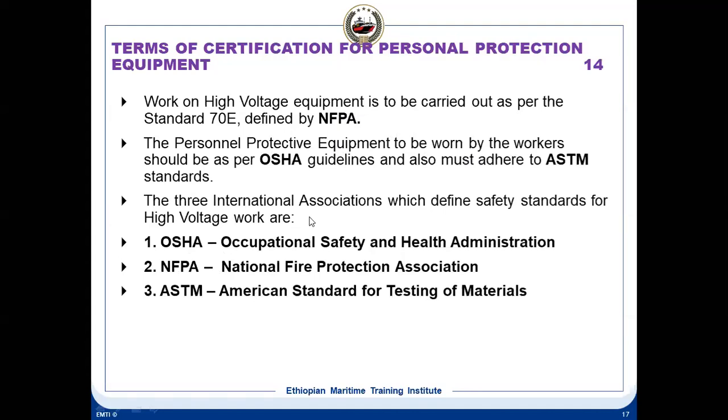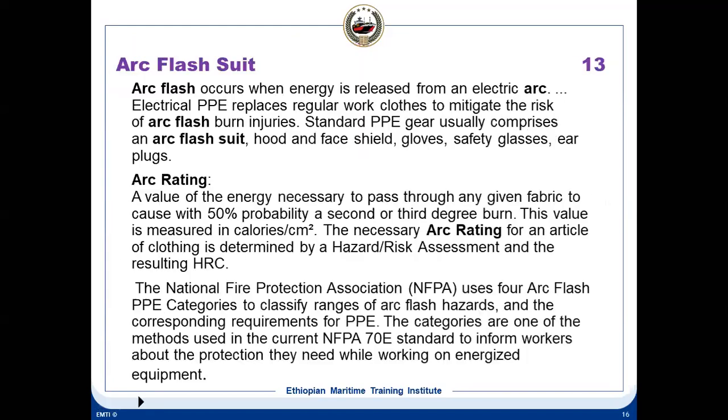So these are the three international associations which define the safety standards for high voltage work. Basically, all the safety matters related to high voltage, we follow by OSHA or NFPA and ASTM. Okay, these are the 3 international associations. They define the safety standards, like what we see in SOLAS, safety of life at sea. In the same way, these high voltage safety standards are promulgated by these 3 organizations.